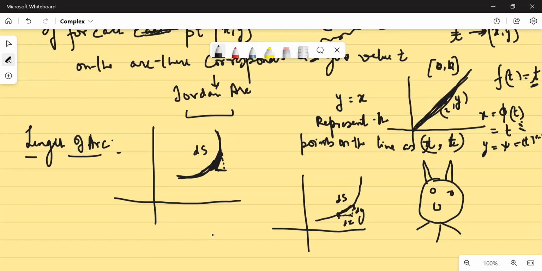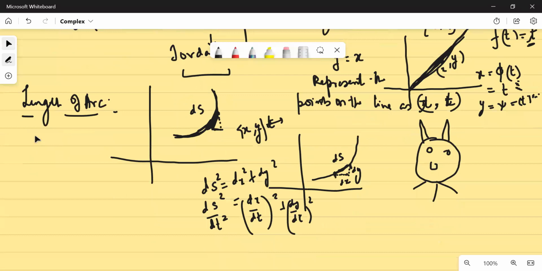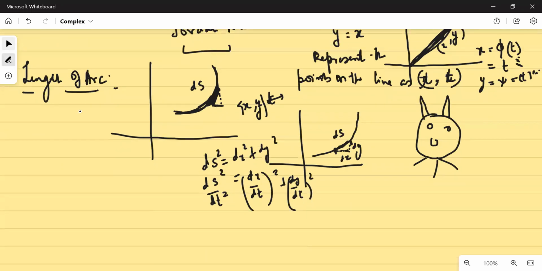So what I can say is that my ds ka square would be equal to dx ka square plus dy ka square. Yes or no? And eventually, let's say x and y are some function of t. X and y are some functions of t. So I would write (ds by dt) ka square. This will give me (dx by dt) ka square, and this will give me (dy by dt) ka square. So I can write x as some function of t, y as some function of t. I've just divided by dt.